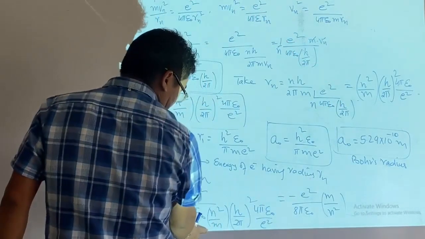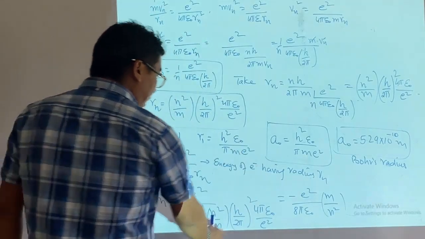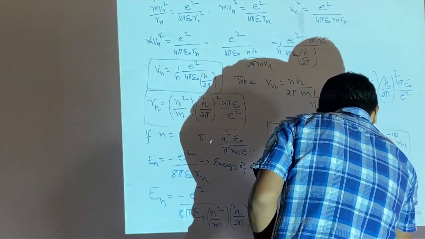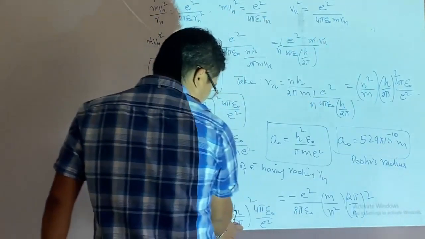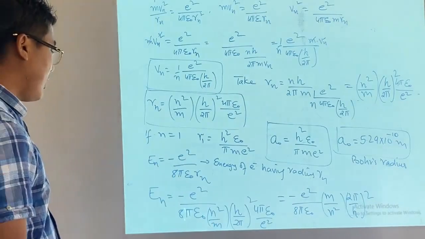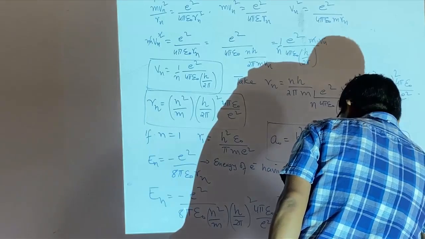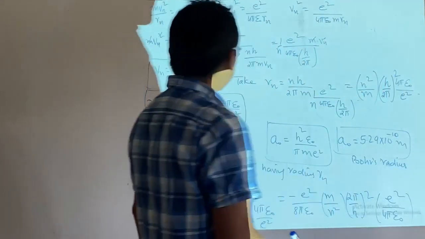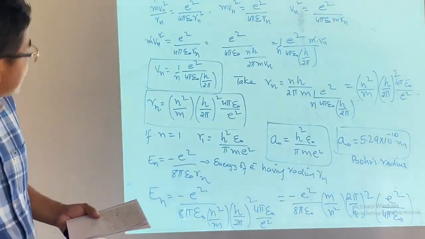This is going to be reciprocal. When it's reciprocal, I'm going to get m divided by n square. And this is going to be reciprocal, I get 2 pi divided by h whole square. When this is reciprocal, h goes down and 2 pi goes up. And this is going to be reciprocal, I get e square divided by 4 pi epsilon naught. Now I just simplify this.